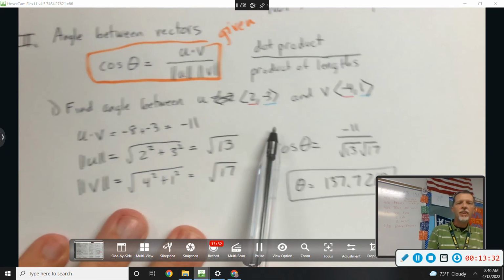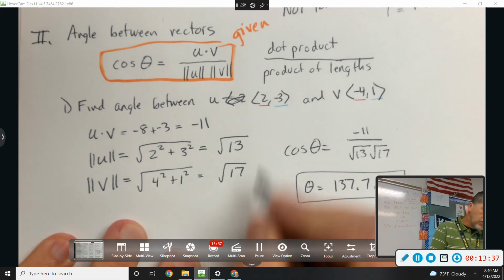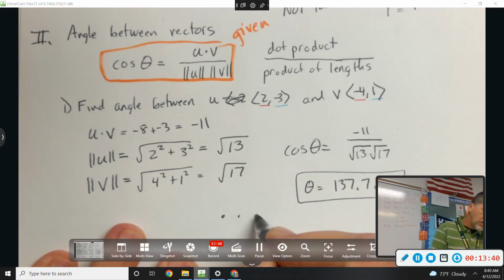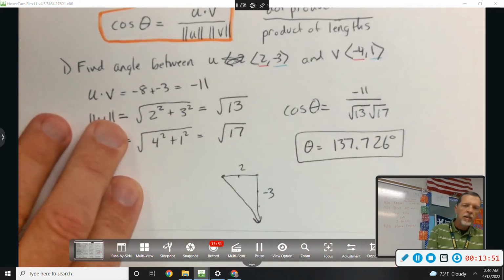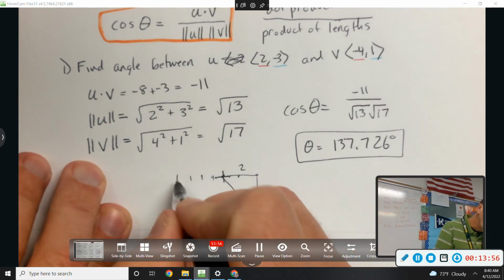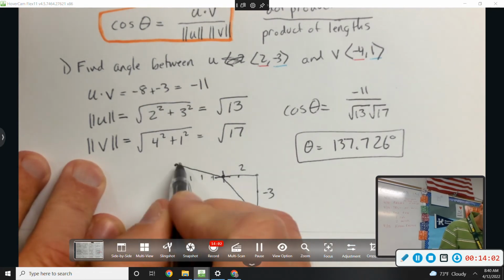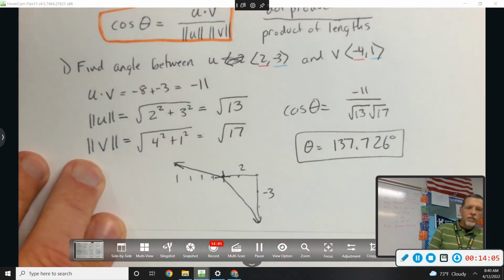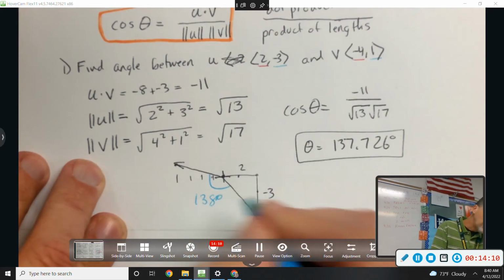Let's graph these two vectors and see if the angle looks like 137. So 2, -3, that would be over 2 and down 3. And reasonably to scale would make our life a little better. So there's 2, -3. -4, 1 would be back 4: 1, 2, 3, 4, and up 1. So about right there. And so our calculations tell us that is about 138 degrees.